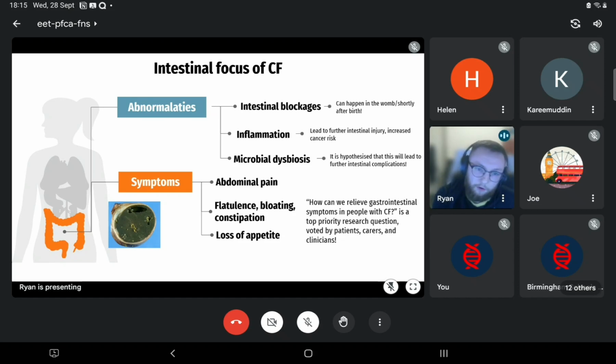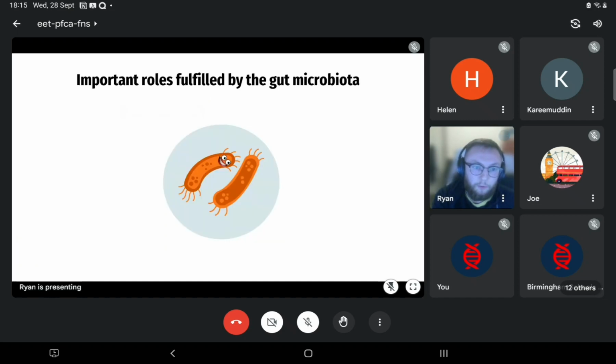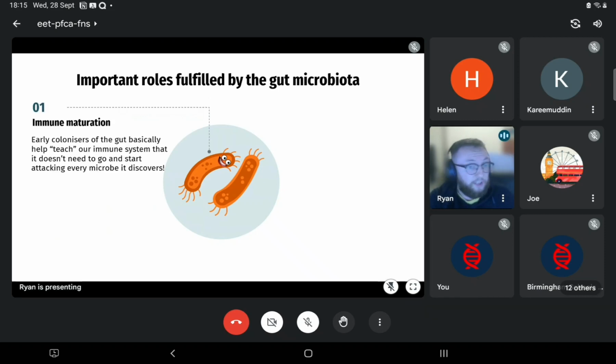So I'm going to dive into the microbial dysbiosis a bit more and why the gut microbiota are important. But here are some important roles that they normally fulfill inside the gut. So the first thing is immune maturation. The very first microbes or bacteria that colonize your gut basically help teach your immune system in your gut that it doesn't need to start going and attacking every single microbe it discovers.